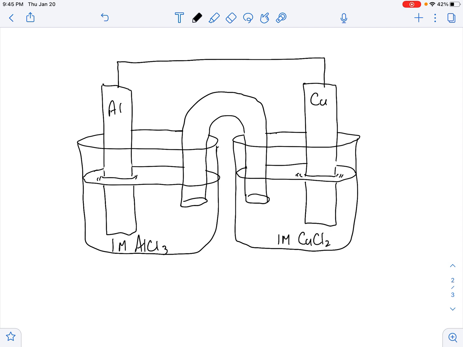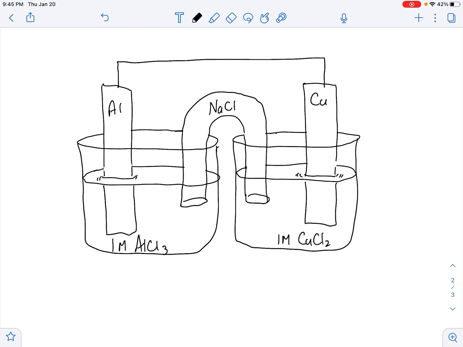Concentrated sodium chloride solution. So if that was my situation, and I gave you a diagram that looked like that, I'd ask you in which beaker is the oxidation, which beaker is the reduction, where's the anode, where's the cathode, what's the initial cell voltage, which way are the cations migrating, which way are the anions migrating. What's happening at the anode, what's happening at the cathode.